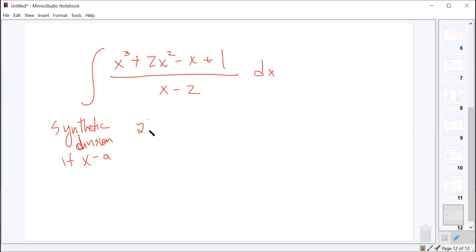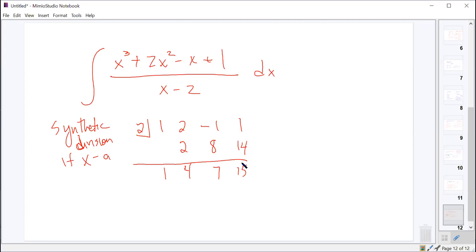We put the a value up in a box, and then we put the coefficients 1, 2, -1, and 1 going across. And we'll note that suppose I didn't have a 2x squared there, I would make this a 0. I wouldn't just go 1, -1, 1. I'd go 1, 0, -1, 1. So we drop the 1 down. We multiply by the 2. Bring it to the next one. Drop the 2 down. Add them together. Multiply by the 2. Add these. Multiply.